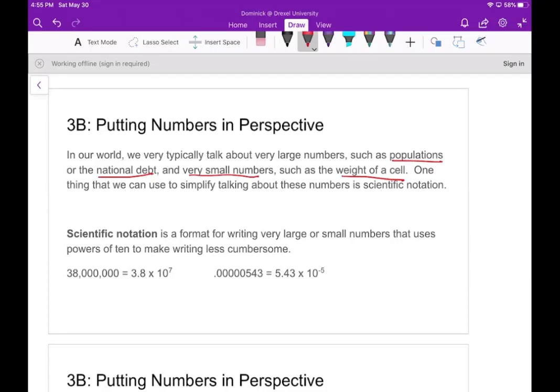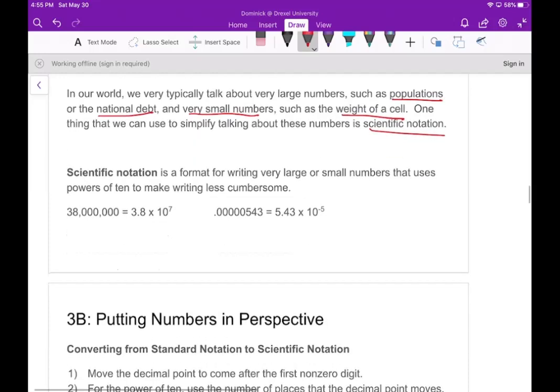Now, one thing that we can use to simplify talking about these numbers is what's called scientific notation. It's a format for writing either very large or very small numbers in which we use powers of 10 to make the writing easier. So if I wanted to write this extremely long decimal, I could write that as 5.43 times the power of 10, and if I wanted to write 38 million, I could write that as 3.8 times the power of 10. So it's cutting down on the writing that you have to do in order to produce this number.